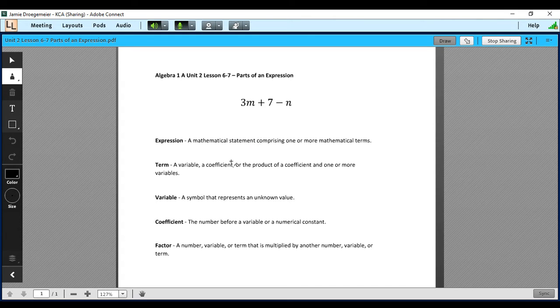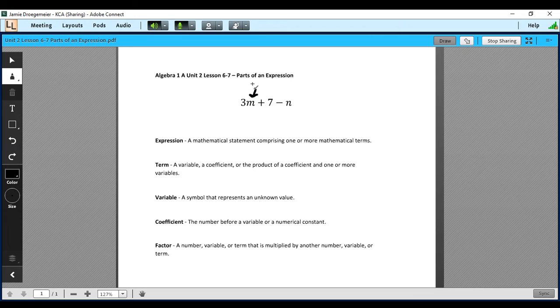more terms. So what is a term? Well, a term, as it says here, is either a variable, a coefficient, or the product of a coefficient and one or more variables. So again, we have some more vocabulary terms that are involved in there. A variable is going to be a symbol that represents an unknown value. So usually we use a letter to be a variable. So in this case, m and n are variables in our expression. They are representing an unknown value.